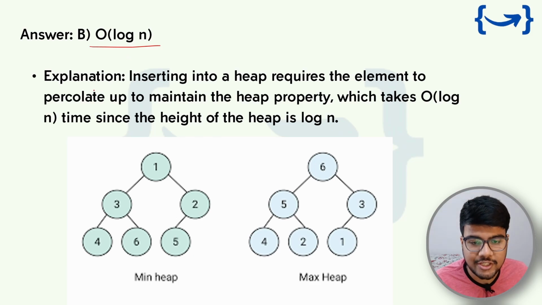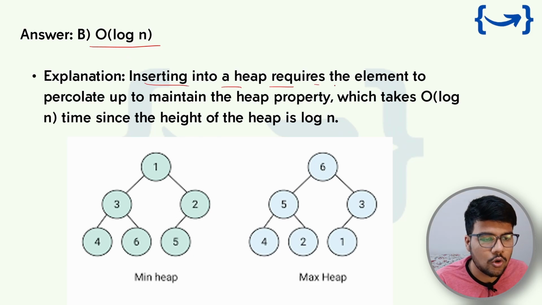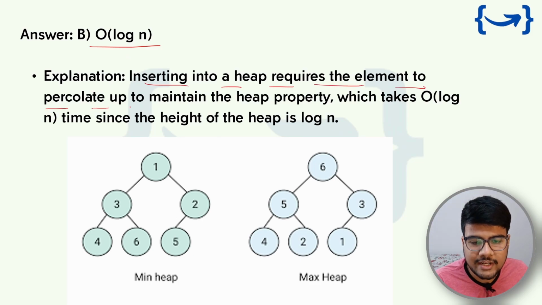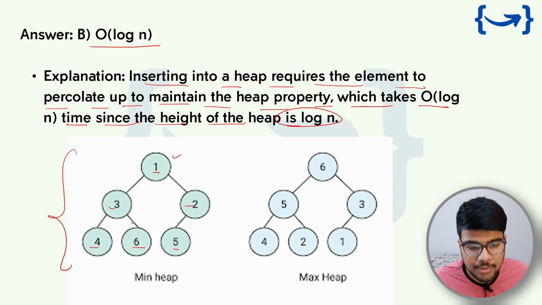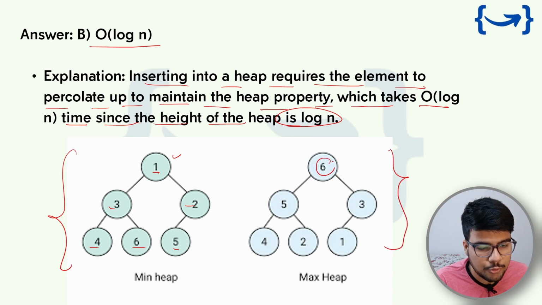So let's see the explanation. Inserting into the heap requires an element to percolate up to maintain the heap property, which takes O of log n time since the height of the heap is log n, as I stated. So you can see the min heap 1, 3, 2, 4, 6, 5. This is the format in which we store elements in the min heap, and in the max heap, 6 would be the maximum number present in all the nodes. So 5, 3, 4, 2, 1. 6 is far more than these numbers, isn't it?